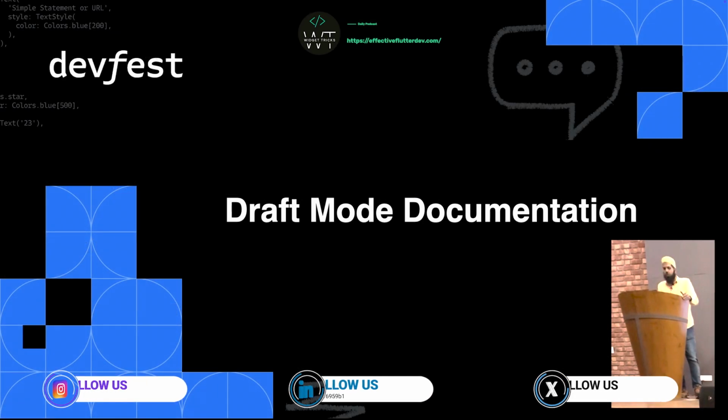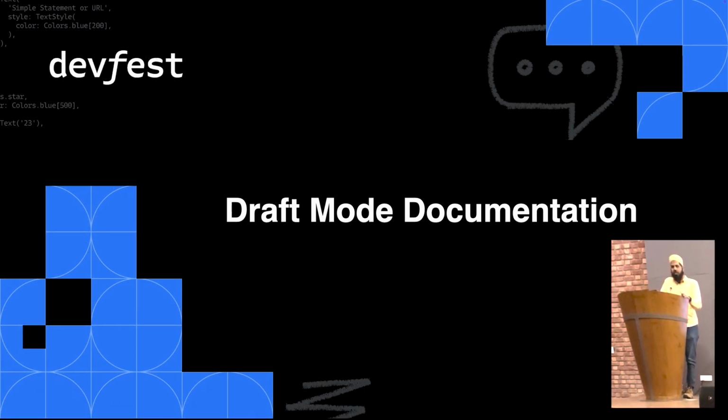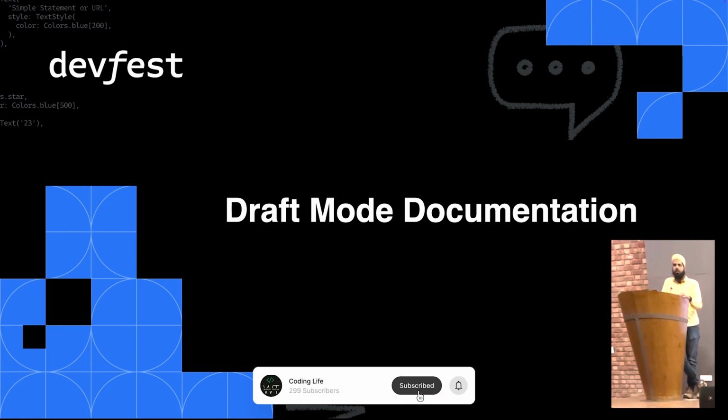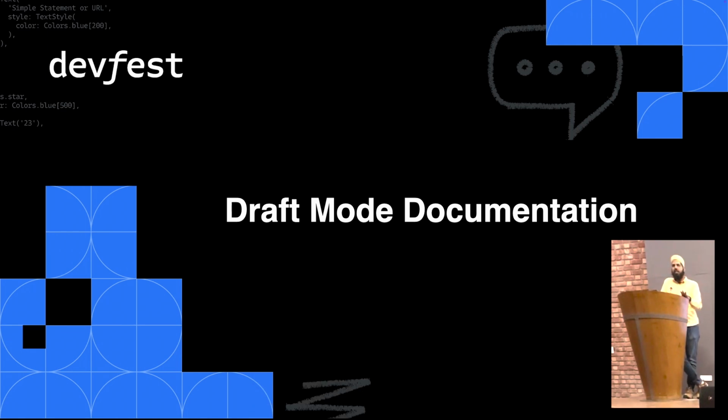Now, draft mode documentation. If you ask any software engineer what they hate most about their day-to-day work, it's the documentation part, because they really don't like that. Because in order to do documentation, you have to write, and in order to write, you have to think. So it's a very hard process.